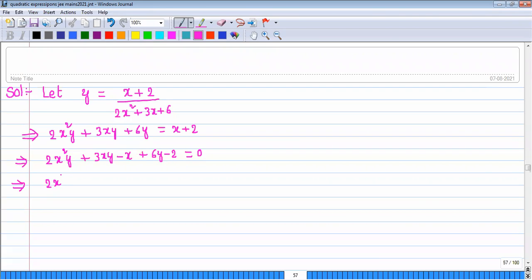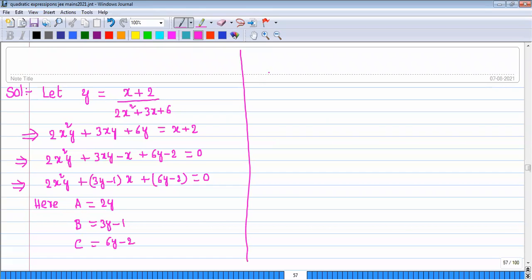2x square y plus x common, we have 3y minus 1 times x, plus 6y minus 2 equals 0. It is a quadratic equation in x. Here, coefficient of x square, a equals 2y. So b, coefficient of x, will be 3y minus 1. Constant term c is equal to 6y minus 2.